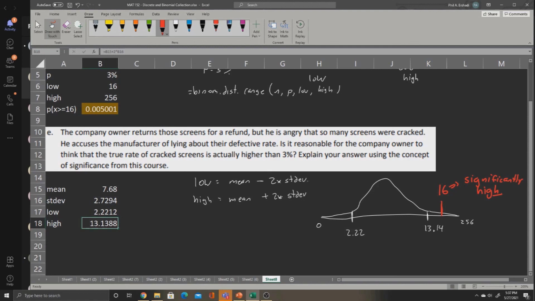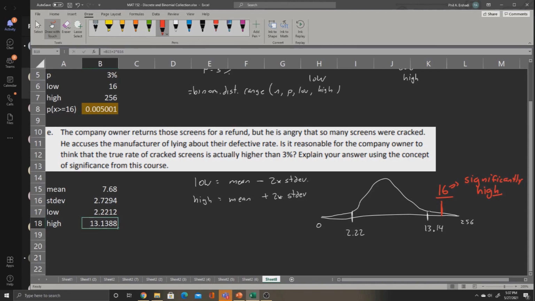We can also say it would make sense if the person who got 16 defective screens would think that the failure rate for these screens is higher than 3%, because he got a lot more than the mean. He has 16 broken screens, where the mean is 7.68. He's so much higher that he's considered significantly high.